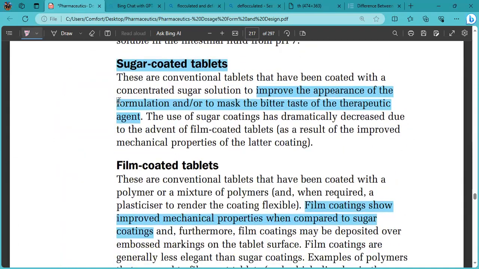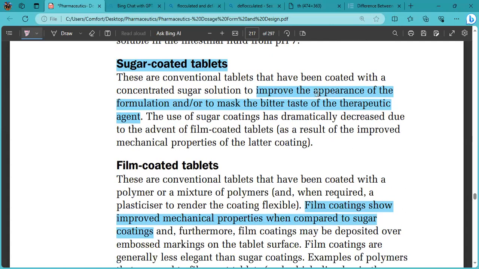Yeah, then the sugar, then now the coating. This is another example of the multi-layered tablets. So you can either have sugar coating or film coating. Sugar coating was mostly done before, but it's phasing out in preference for the film coated ones.